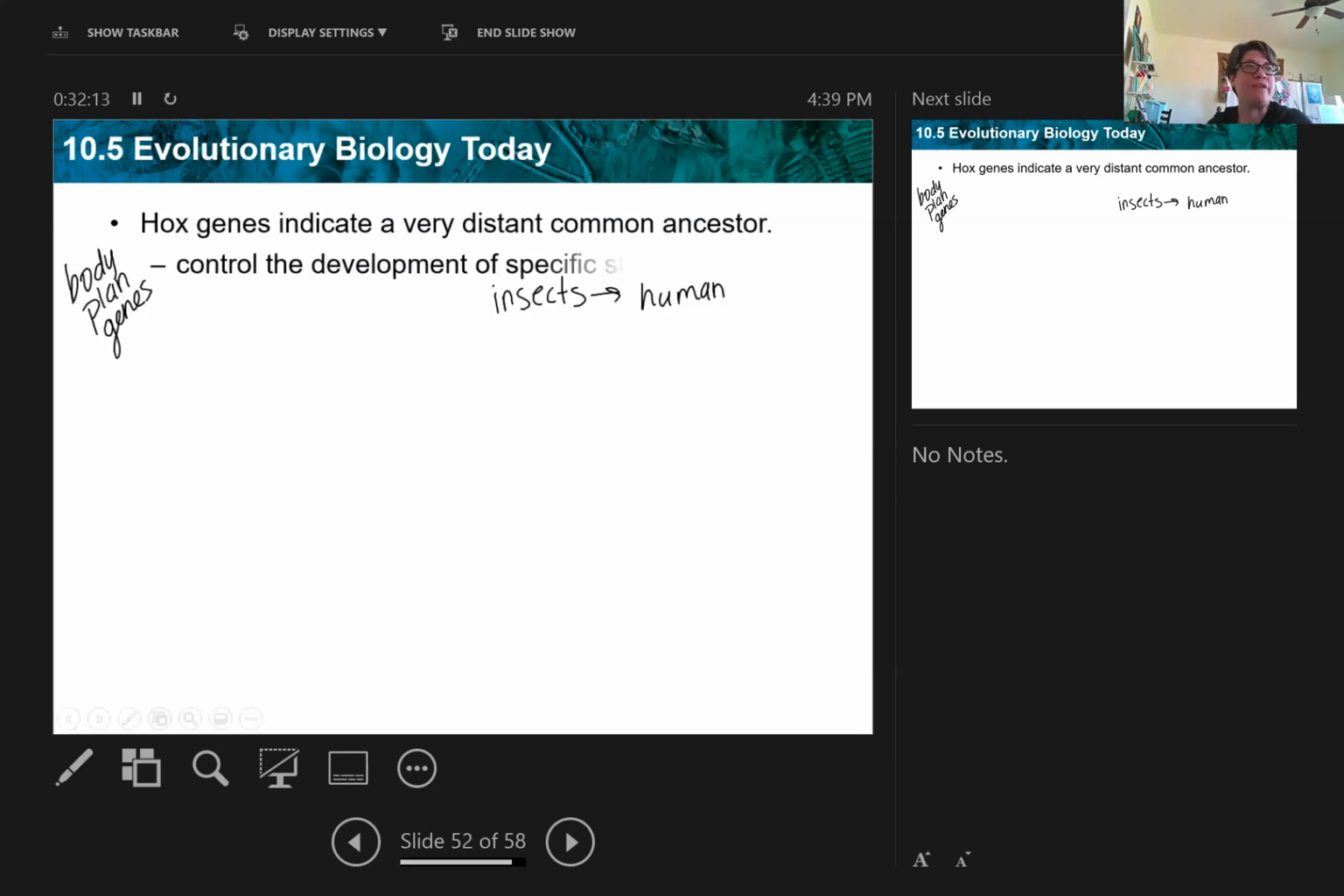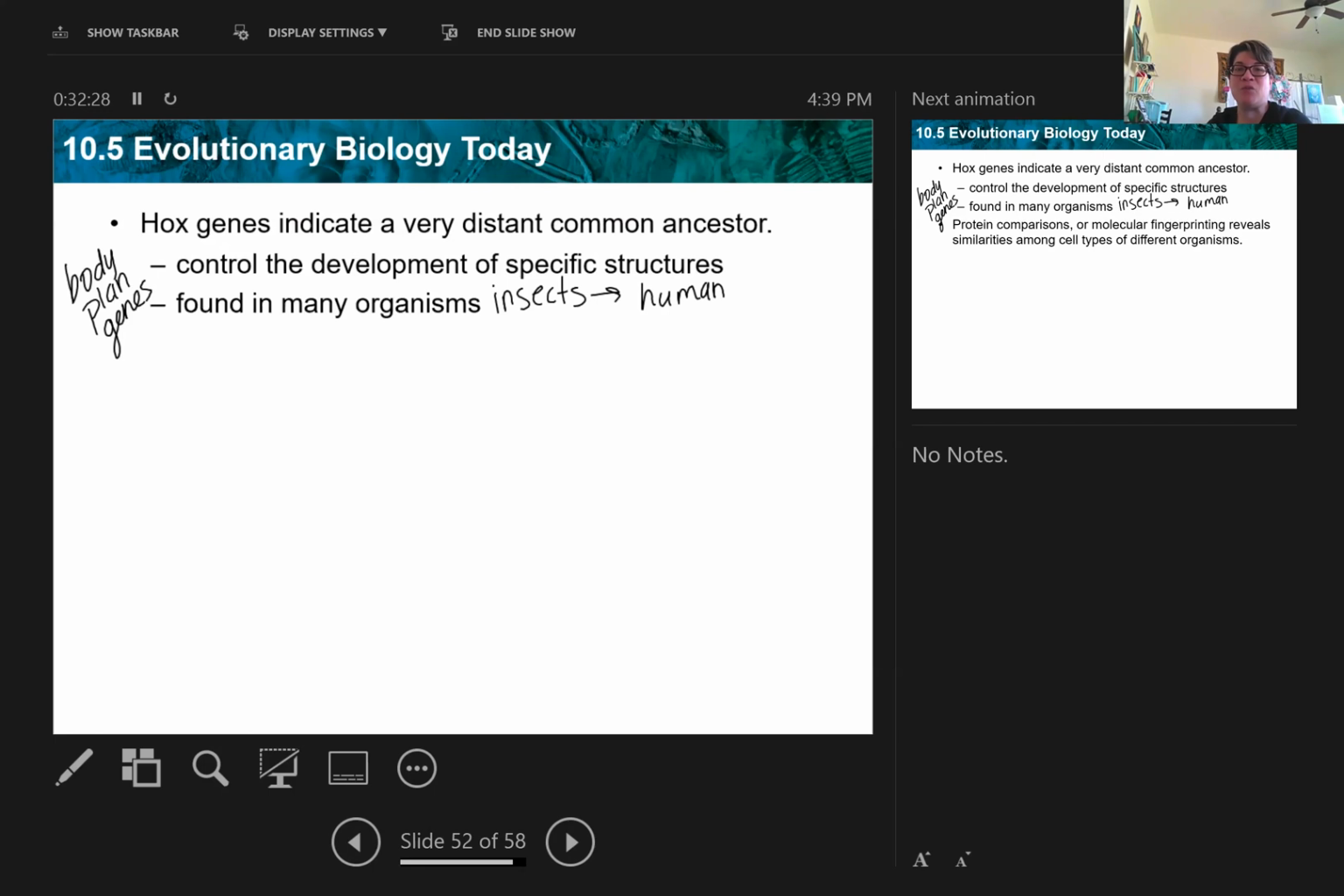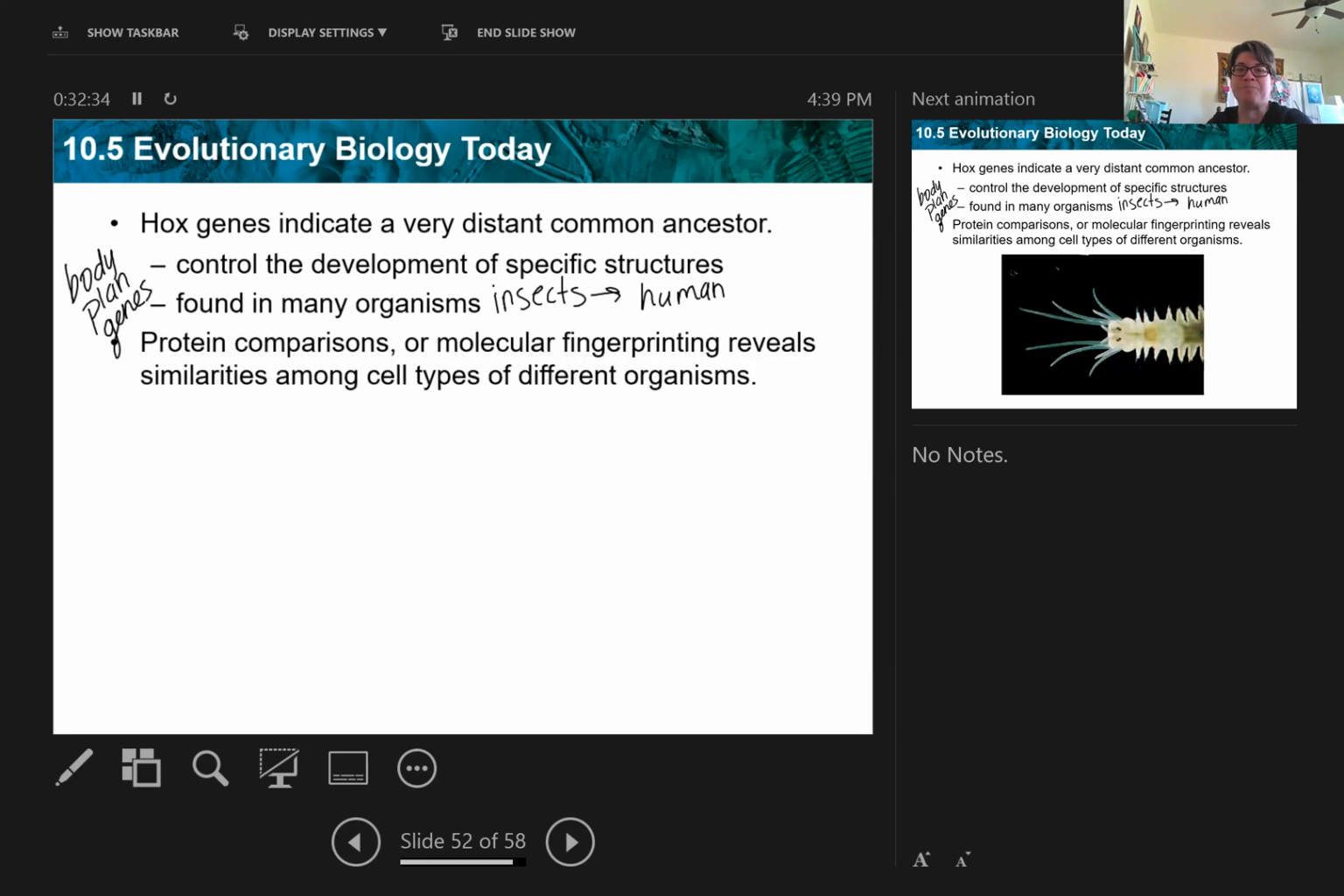We also look at Hox genes. Hox genes are called body plan genes, and this tells your body where to put different structures. They're also called homeobox genes. These are found in many organisms, from insects all the way to humans. They all have Hox genes. And they tell your body where to put like your head and your arms and your legs.